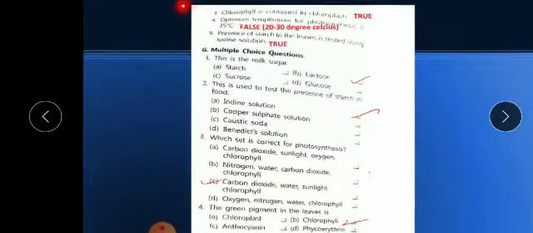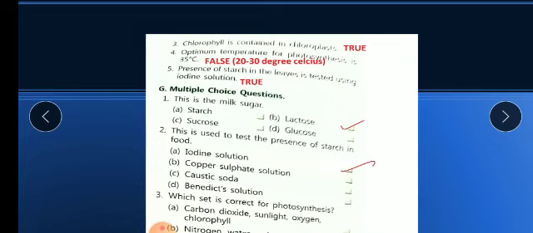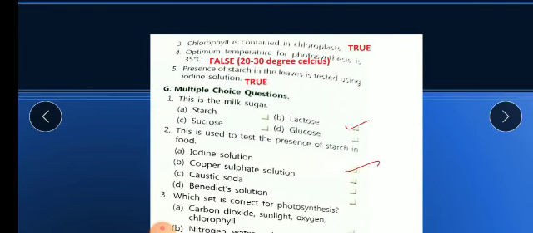Next one is, chlorophyll is contained in chloroplast. So it is true. Yes, chlorophyll is present inside the chloroplast. Chlorophyll is a pigment. Now fourth one is, optimum temperature for photosynthesis is 35 degrees Celsius. So it is false. Temperature will be 20 to 30 degrees Celsius. Now fifth one is presence of starch in the leaf is tested using iodine solution. Yes, it is true statement. You can see this fifth statement they are asking again and again.